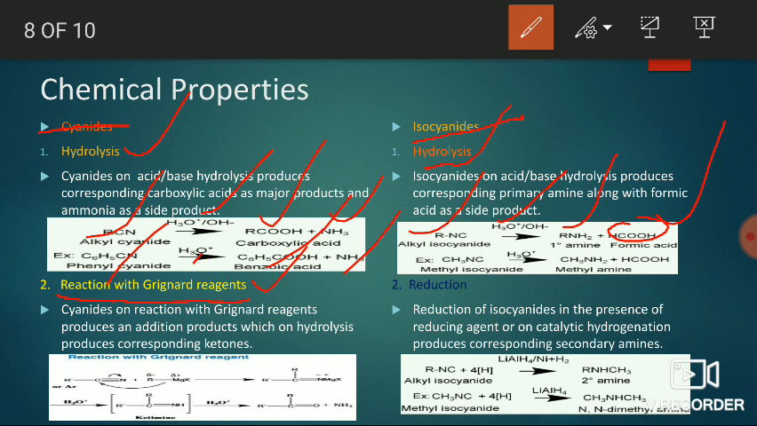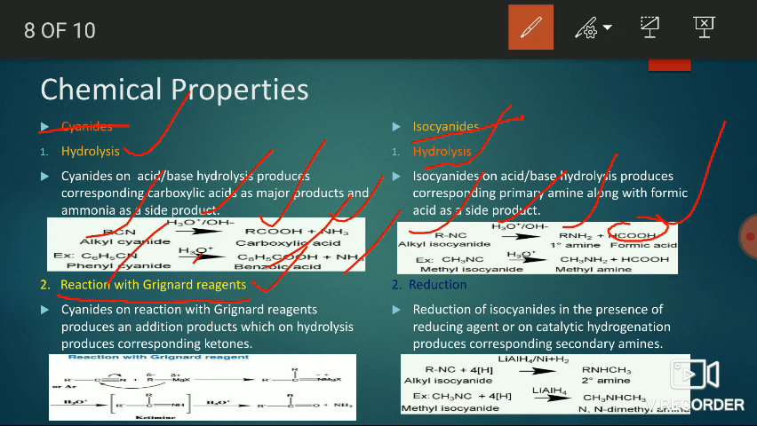Treating alkyl cyanides with a Grignard reagent, we get an addition product due to nucleophilic attack of the alkyl or aryl nucleophile from the Grignard reagent on the cyanide group. That is, the reaction of cyanide with a Grignard reagent gives an addition product. This addition product undergoes hydrolysis to form an imine intermediate. This imine intermediate, in the next step, undergoes hydrolysis to form the corresponding ketone. That is, the reaction of cyanides with a Grignard reagent followed by hydrolysis produces ketones.